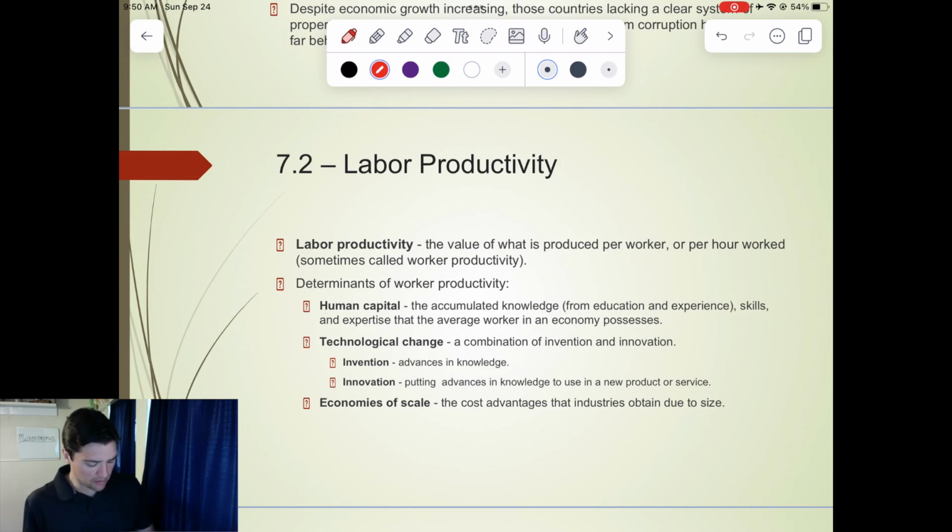Economies of scale is another thing that makes things more productive. Economies of scale is where you're using the cost advantage because you're so big. The bigger you are, the cheaper things are. So in terms of labor productivity, the more employees you have, this might lower your average cost of making something, and so you would be more productive. These things are going to determine how much productivity your workers have. The human capital is probably the most important. Getting an education really increases your productivity because you're increasing your education and your skills. That's going to make you more desirable in the labor market.